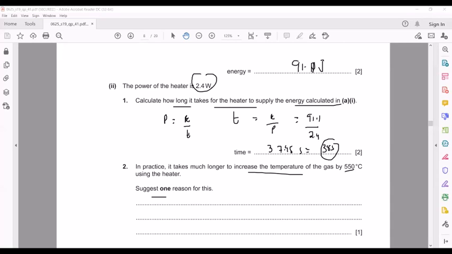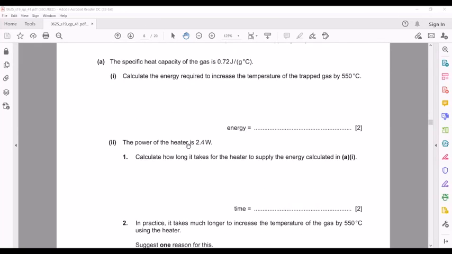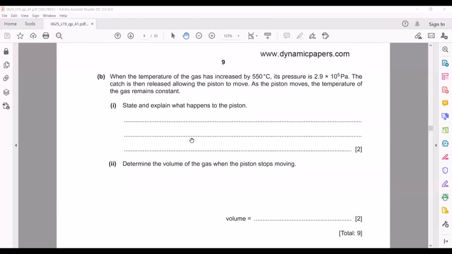So what could be the reasons? First, the heater will take some time to heat up. The second thing, heat might be lost to the surroundings. Energy is also used to increase the temperature of the cylinder and the piston as well. Some of the energy will be absorbed by the piston, some by the walls of the cylinder, some energy might be lost, or the heater might take some time to heat up. That's why practically you need a longer time as compared to what we calculated in the previous part.